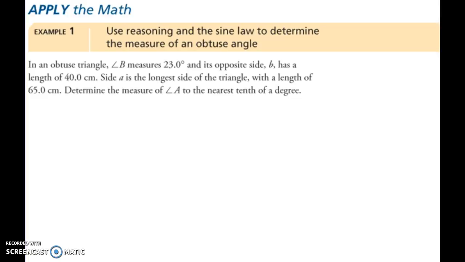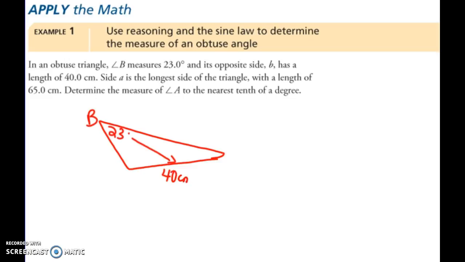In section 4.2, we're talking about sine and cosine laws for obtuse triangles. The example I'm doing is on page 165 of the textbook. It says in an obtuse triangle, angle B measures 23 degrees, and its opposite side b has a length of 40. So if I draw just a typical obtuse triangle, we'll say this is B, it has an angle of 23, and the side opposite of it has a length of 40 centimeters.